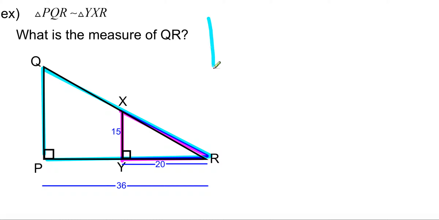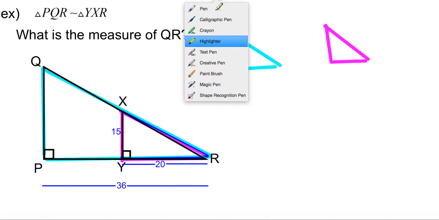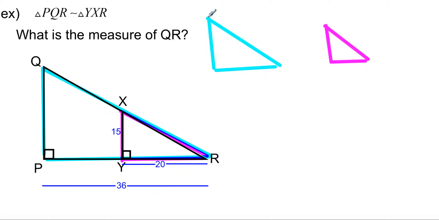And I'm going to draw it. I'm not going to draw it quite as big just because I don't have enough room here. And then I'm going to draw my little XYR in purple. Okay, they're not to scale, but you get the idea. Just so it's easy to see. Okay, that's Q. We have a right angle. That's P. We have R. This is a right angle. X, Y, and R.